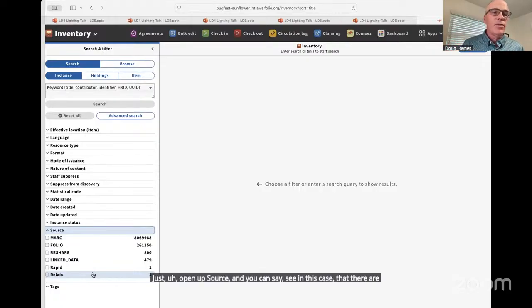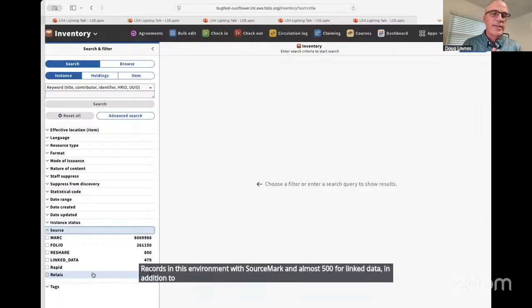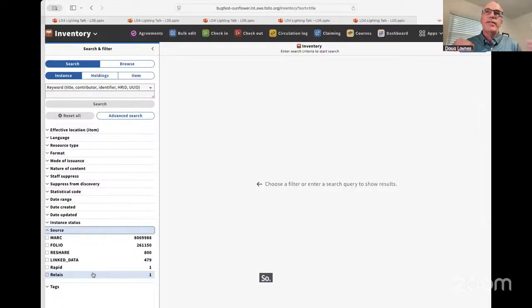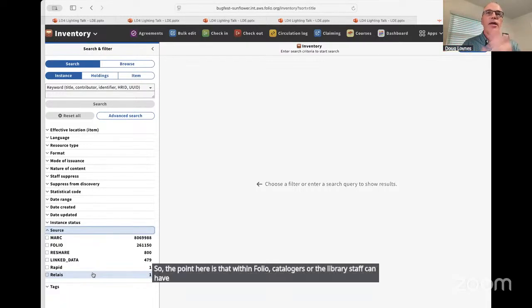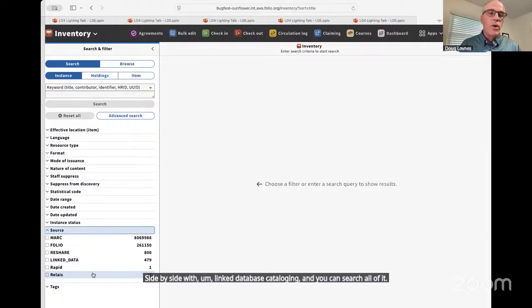over 8 million records in this environment with source MARC and almost 500 for linked data in addition to those other formats. So the point here is that within FOLIO, catalogers or the library staff can have MARC-based cataloging side by side with linked data-based cataloging, and you can search all of it from one interface.